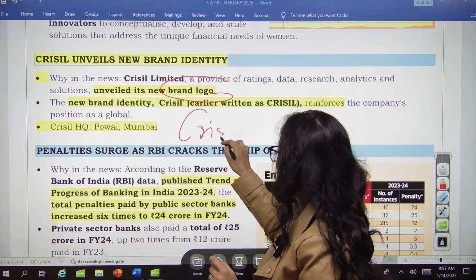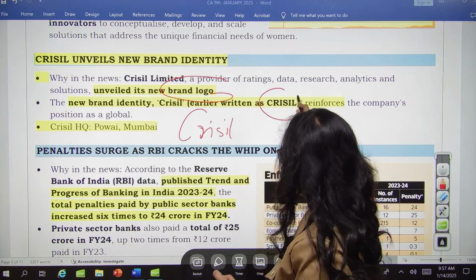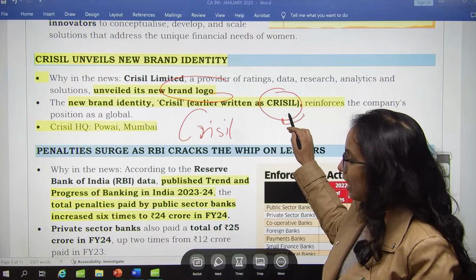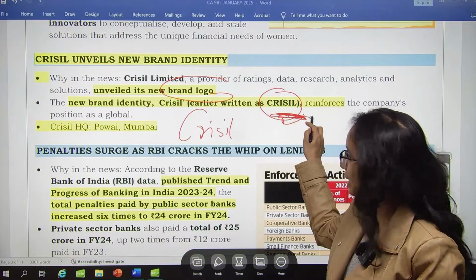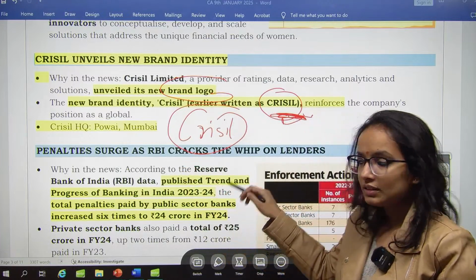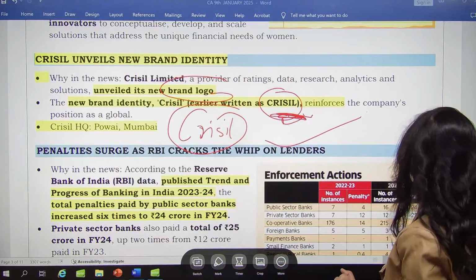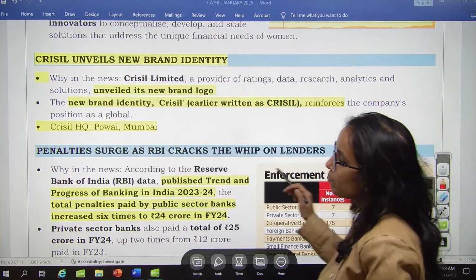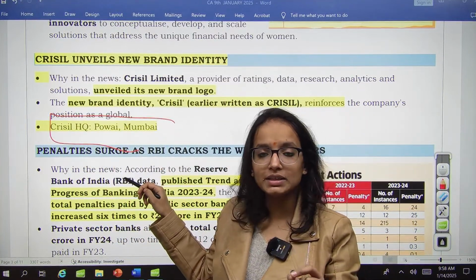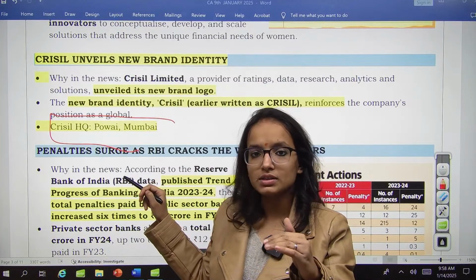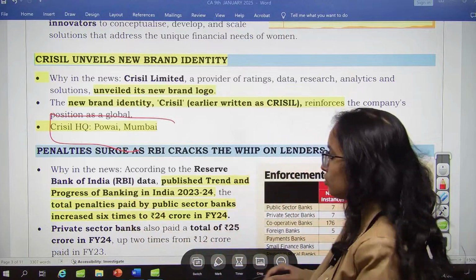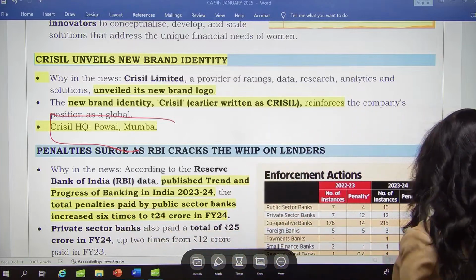What is the change? The change is, earlier it was written like this, capital CRISIL. Now it will be CRISIL in smaller case. This is the difference, remember. And CRISIL is headquartered at Mumbai. Since CRISIL is in news, this is very important, remember. So new brand identity, CRISIL in a smaller case, right? Earlier it was all the letters in uppercase. So headquarters of CRISIL, Mumbai.